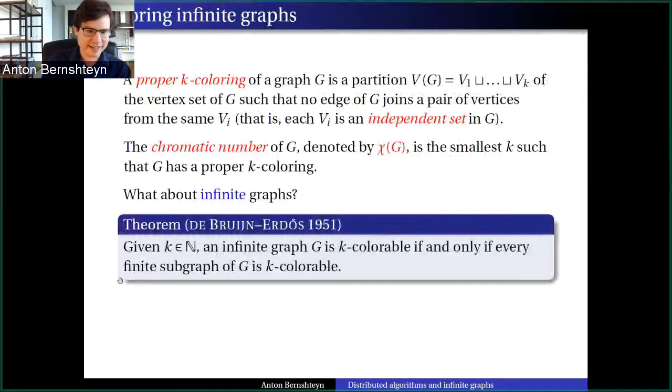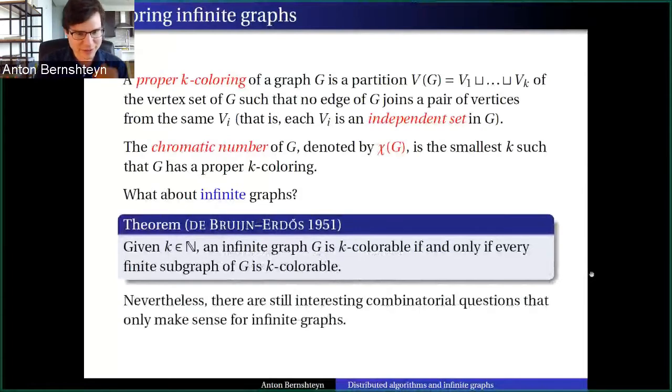says that if you fix k, a natural number, the number of colors you want to use, and you're given an infinite graph G, then G is k-colorable if and only if every finite subgraph of G is k-colorable. Of course, the one implication is clear. If you can color the whole graph G, you simultaneously color all of its subgraphs. But the non-trivial part of this theorem is that you can go back. As long as you know that every finite subgraph of G is k-colorable, you can somehow glue those colorings together to form a coloring of the whole graph G. Which means that if you want to understand which infinite graphs are k-colorable, you really only need to know which finite graphs are k-colorable. So maybe there is nothing particularly interesting having to do with infinite graphs specifically.